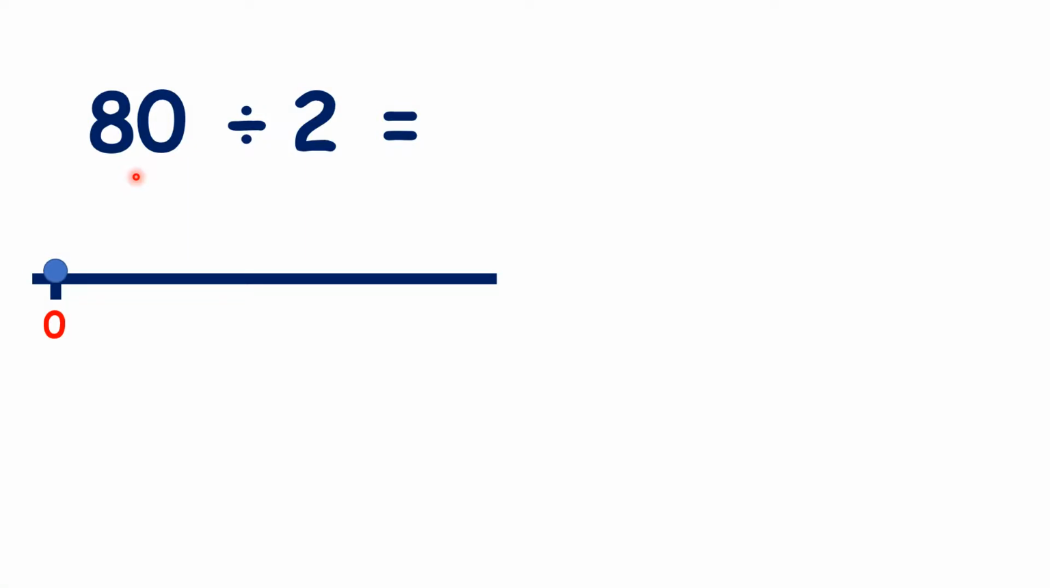So here we need to work out 80 divided by 2. We know that to divide, we can count up in steps of the divisor until we get to the dividend, but it would take us a long time to count up in steps of 2 until we reached 80. So instead, let's count up in steps of 10 times 2, so in steps of 20.